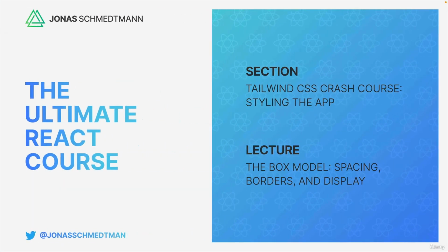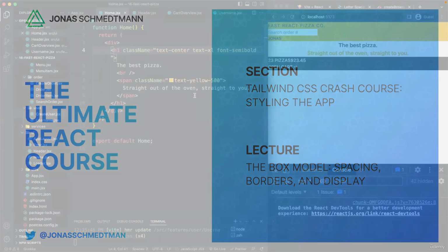One of my favorite things when working in Tailwind is spacing. So using classes for margin and for padding, and also for all the other things in the box model. So things like borders and display. And so let's now explore these a little bit, as these are one of the most important things that we use all the time in Tailwind.